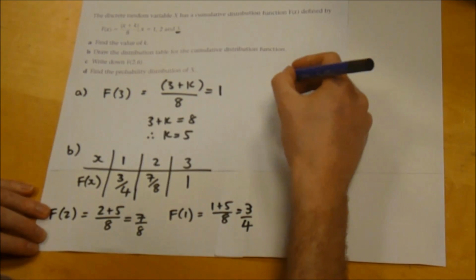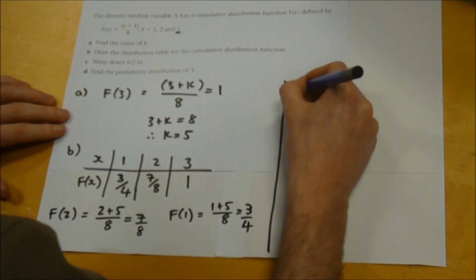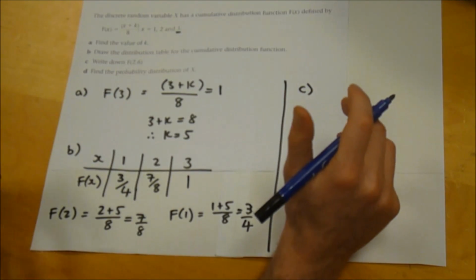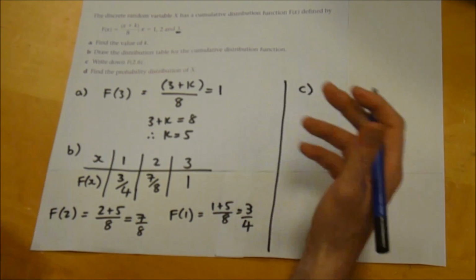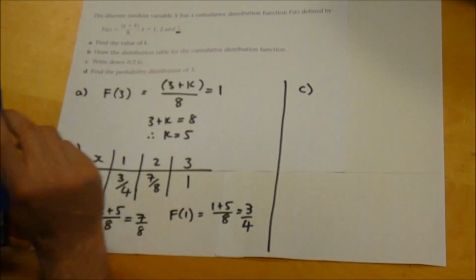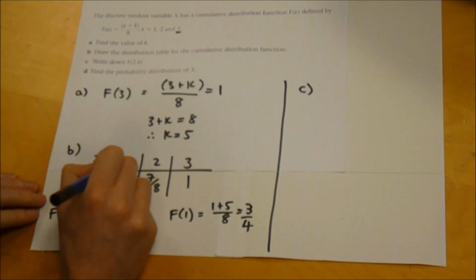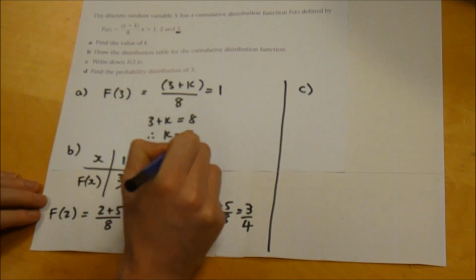Right, part C then. It says, write down f of 2.6. Now, this is where we've got to remember we're looking at discrete random variables here. And so our discrete random variable x can only take the values 1, 2 or 3.